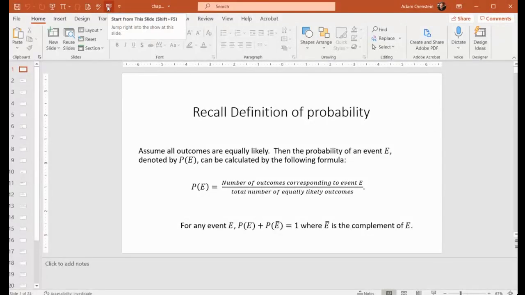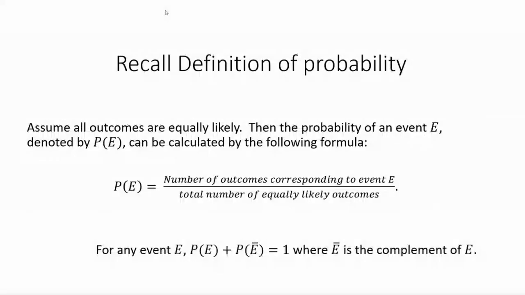Okay, so last time we started probability. So here is the definition. Remember, with probability, we're assuming all outcomes are equally likely. Now, does that have to be the case in real life? I want to say no, but for this class, that's what we're going to be assuming.